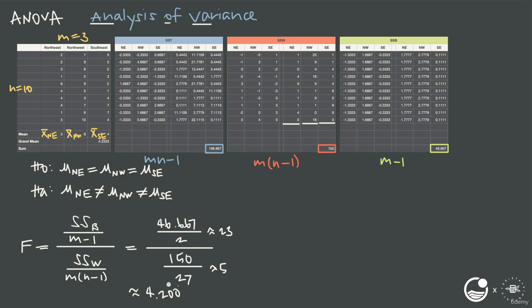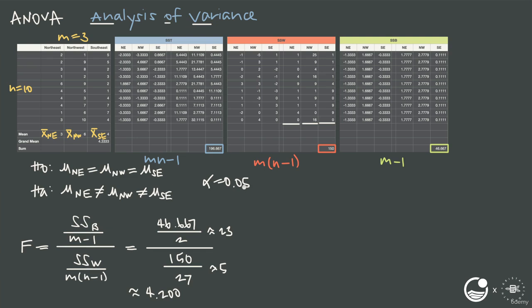But no matter what we have in the numerator and denominator of our F statistic, what it really comes down to is the actual F statistic that we calculated, in this case about 4.2. Our next step is to look up the critical value in our F table. Let's assume that at the beginning, when we set up our hypothesis statements, we chose a significance level, an alpha value of 5%.